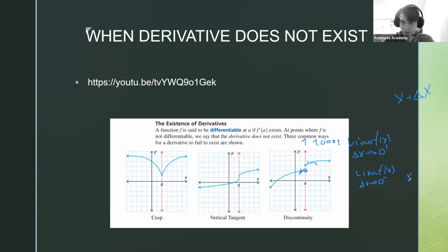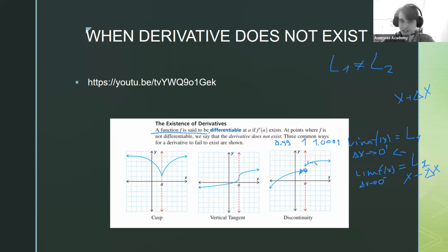And for this example, it would be x minus delta x, to the left of this point, some small value like 0.99. Here we can show that the limit approaching from the right and the limit approaching from the left would be two different values. L1 does not equal L2. If this is the case, it means that the function is not differentiable at this point.